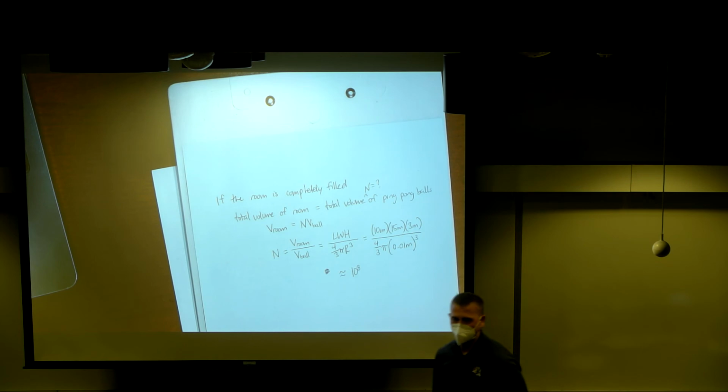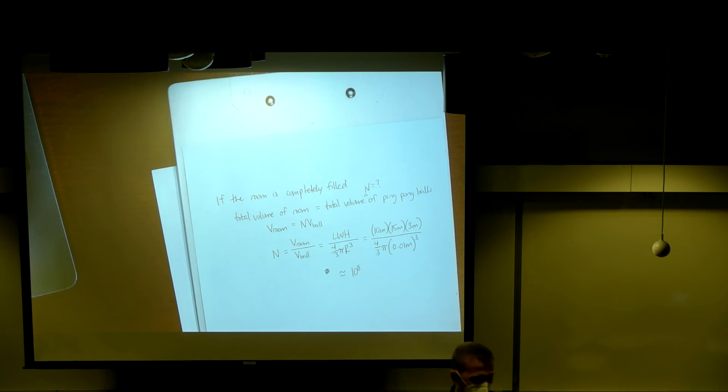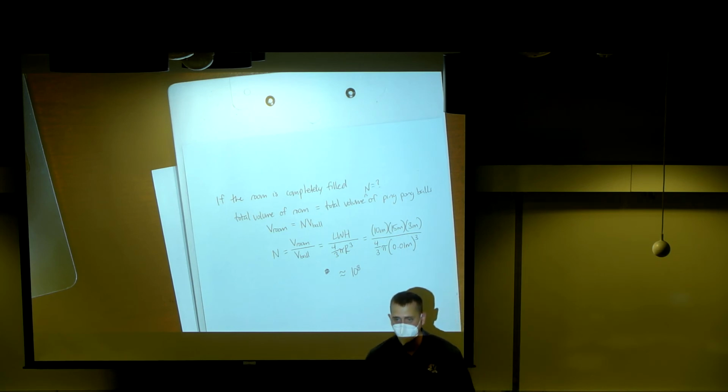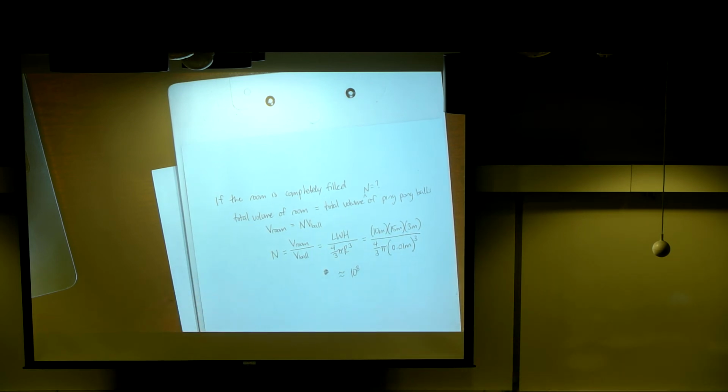Seems like a lot, but there's a lot of space in this room. The size of this room compared to a ping pong ball is pretty substantial, right? And again, this is just a rough order of magnitude, but something like tens of millions, hundreds of millions of ping pong balls could reasonably fit in this room, okay? That's what we're finding here. So, do we have any questions on that?